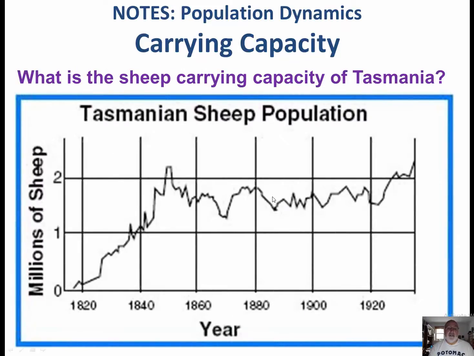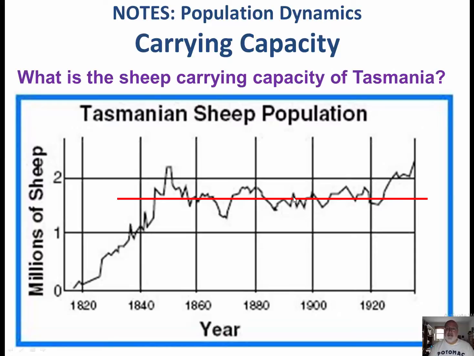So what about sheep carrying capacity in Tasmania? Where would you draw that? This is millions of sheep. Looks like there's a population carrying capacity that goes up and down. So I think that line would be right about there, maybe 1.6 million sheep in Tasmania. If it goes up, if actually there's a good rain and the grass goes up, then it goes up. If there's a drought, it goes down. Predation goes up, population goes down. Predation goes down, population goes up.